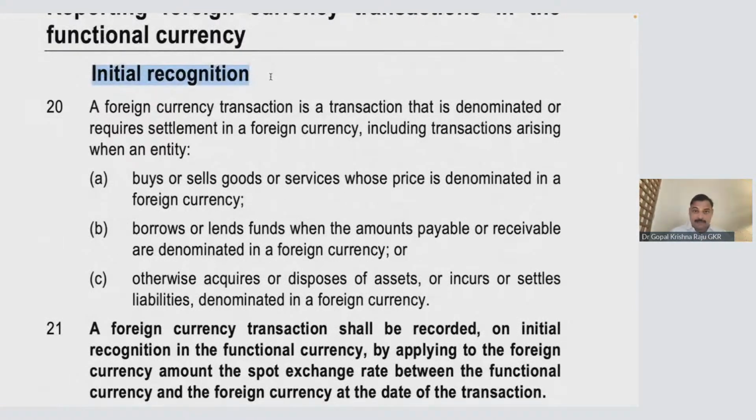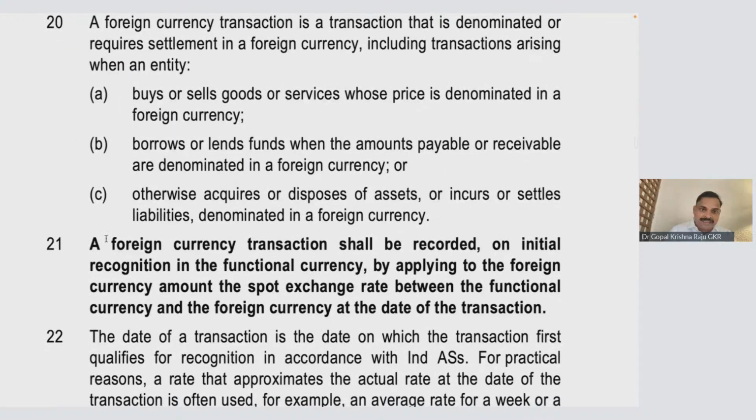An example is your purchase. There is a purchase from Germany, so it is in euros. You have purchased and there is a 4-month payment. Today's date is 1st of May 2023. And you have got an invoice. The invoice has come, or you have cleared the goods. The goods have reached here.